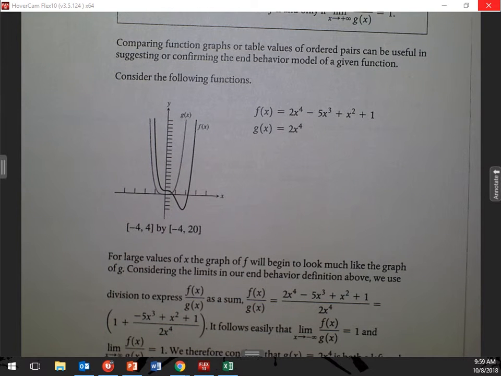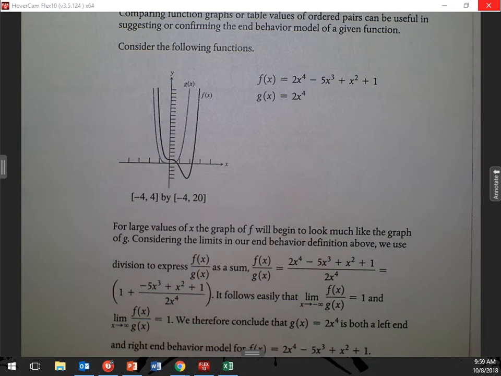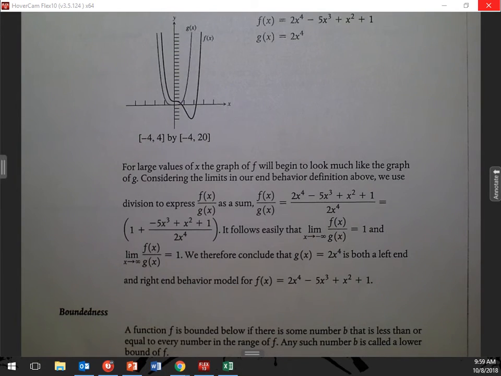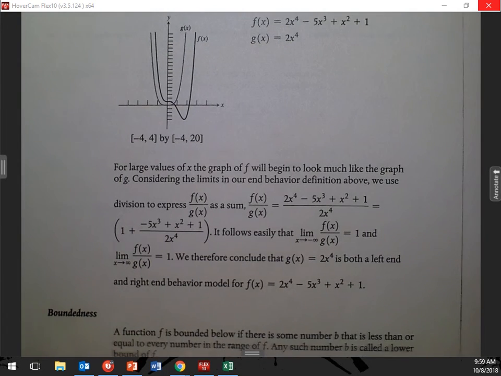Okay, anyways. Alright, so let's take a look at this. We already talked about this. Okay, now time to talk about boundedness.